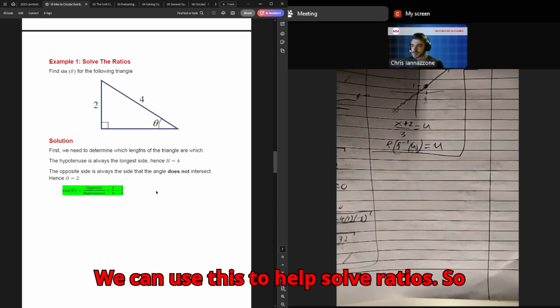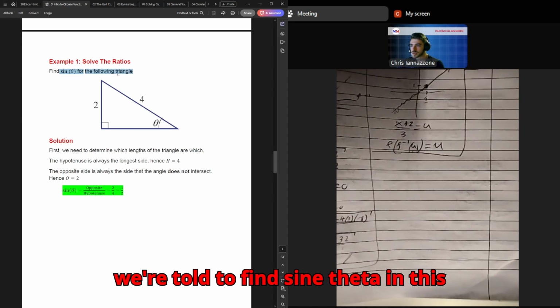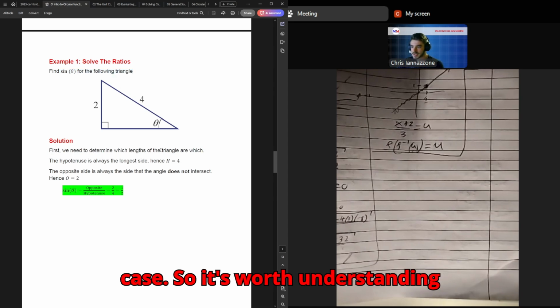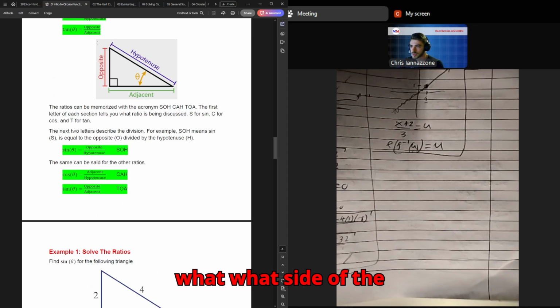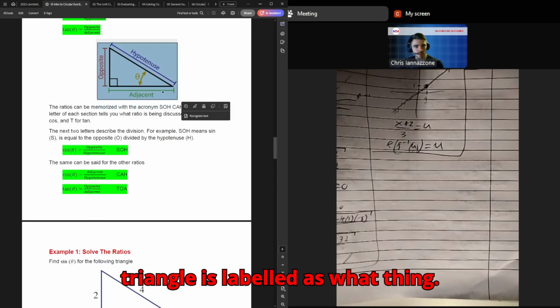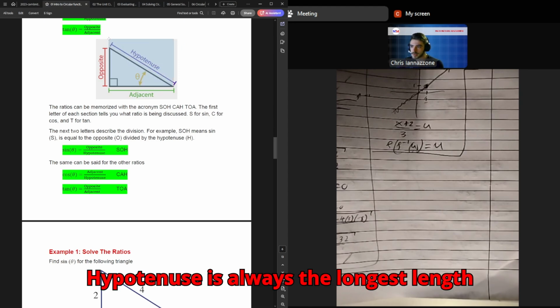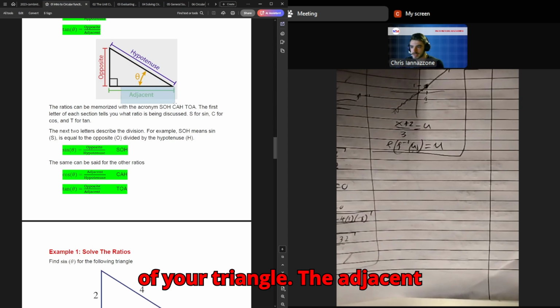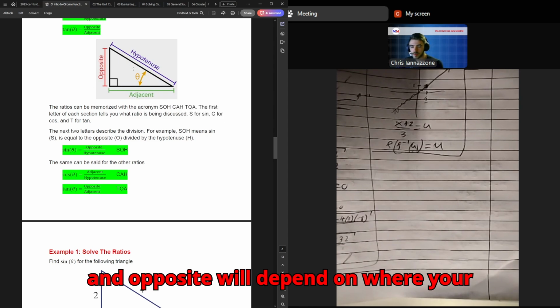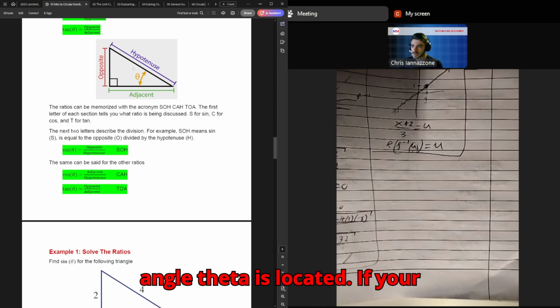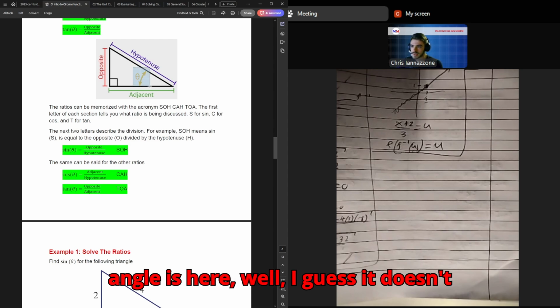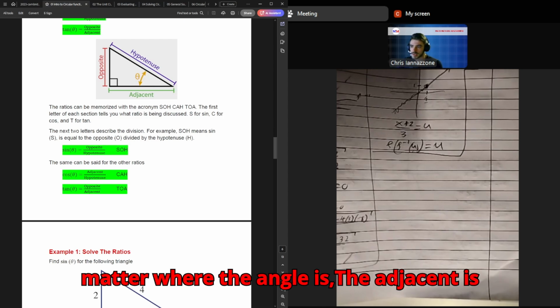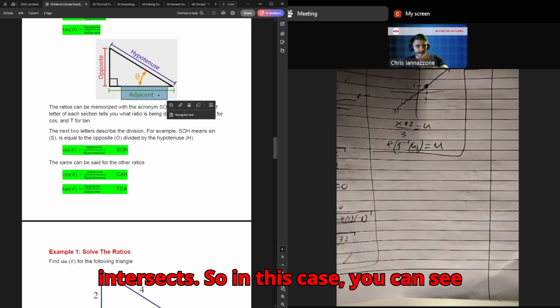We can use this to help solve ratios. So we're told to find sine theta in this case. So it's worth understanding what side of the triangle is labeled as what thing. Hypotenuse is always the longest length of your triangle. The adjacent and opposite will depend on where your angle theta is located. If your angle is here, well, I guess it doesn't matter where the angle is, the adjacent is always the side that the angle intersects.